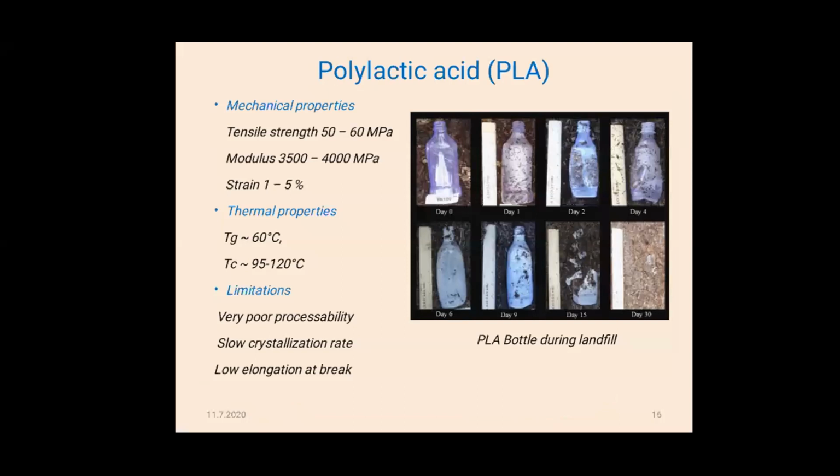These are some of the properties of polylactic acid. It has high strength, 50 to 60 MPa, and the modulus is around 3500 to 4000. The drawback is that strain, elongation, is very low. The thermal properties are Tg around 60 degrees, and crystallization temperature Tc around 95 to 120 degrees. The limitations are very poor processability, slow crystallization rate, and low elongation at break.